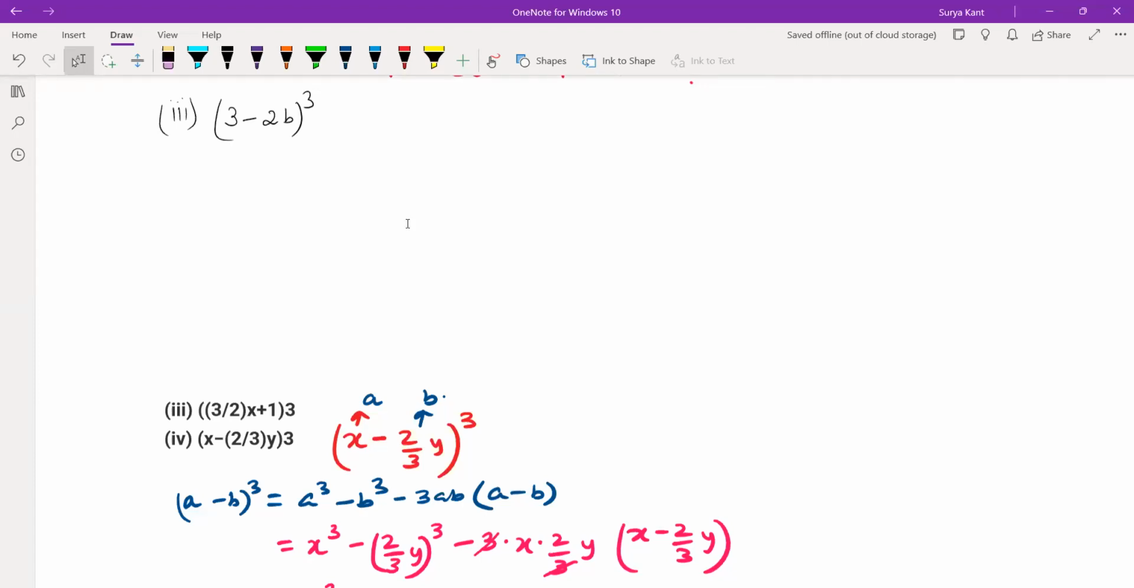All of you tell the answer. See, I just write the formula also here. The a minus b whole cube formula is a cube minus b cube minus 3ab into a minus b. Or if you multiply, what you will get? Minus 3a square b plus 3ab square.